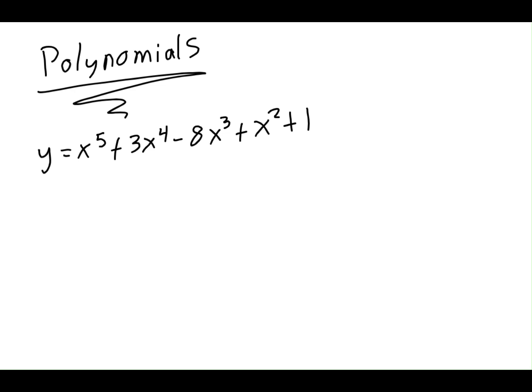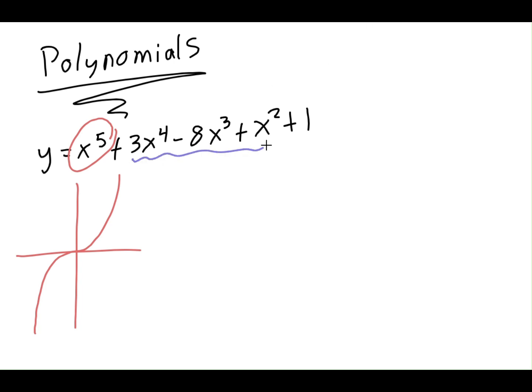Well, it turns out you don't really need to know everything. All you need to know is the highest power. This is going to look very similar to an x to the fifth graph, which, if you remember, looks a lot like an x cubed graph. Looks like that. Now, these middle terms do some funny business that I'll talk about in a bit. And this plus 1 just moves the whole thing up 1, just like the transformations we've talked about in the past.